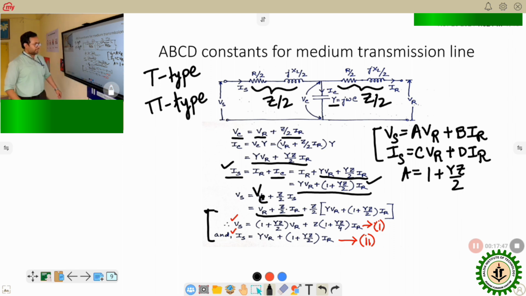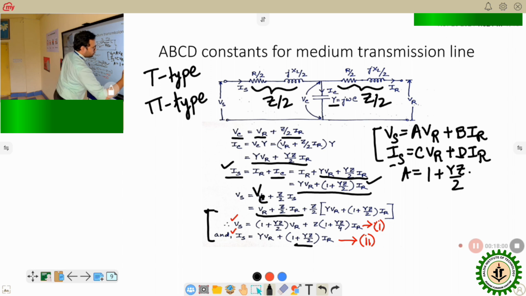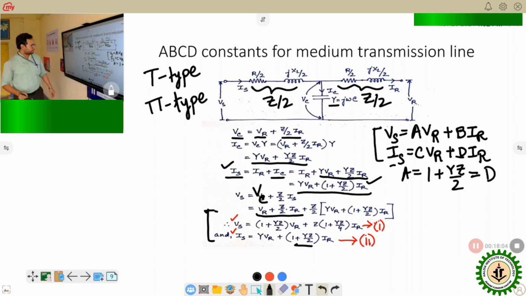Also we know that A is equal to D. So comparing the equations of IS, we get that this is D. So D is also equal to 1 plus YZ by 2. So the A is equal to D condition is satisfied.